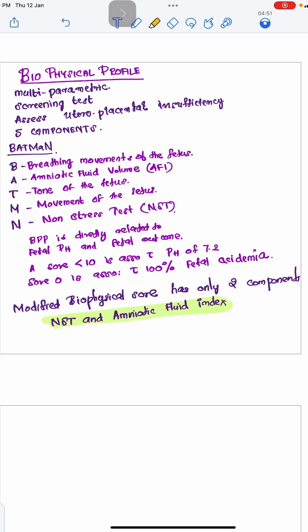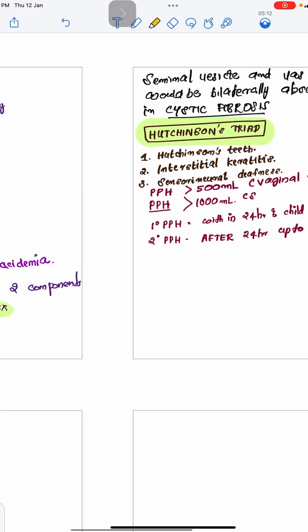Biophysical profile is directly related to fetal pH and fetal outcome. A score of less than 10 is associated with a pH of 7.2. Score 0 is associated with 100% fetal acidemia. Modified biophysical score has only two components: non-stress test and amniotic fluid index.